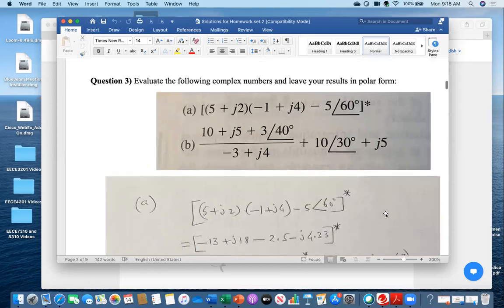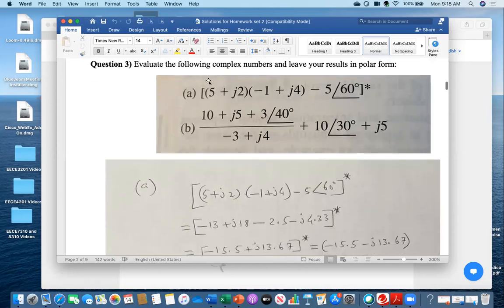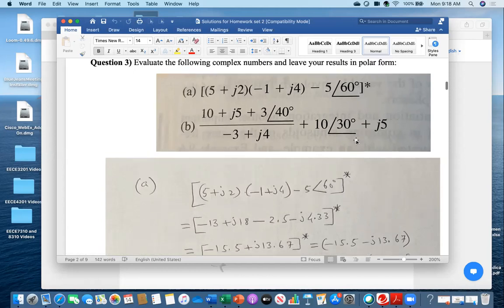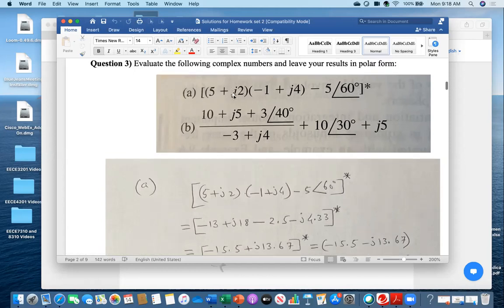Now this one, everybody see: evaluate the following complex numbers and leave your results in polar form. So you see that first you have to make the whole operation, this multiplied by this one, then minus 5 angle 60, and then the bracket closed. Therefore after calculating, then you take the complex conjugate. This is the complex conjugate sign.